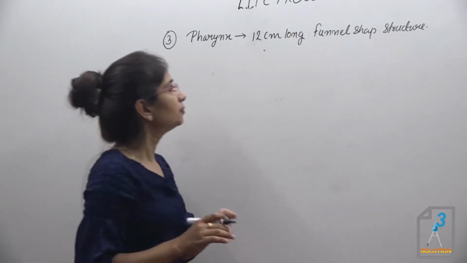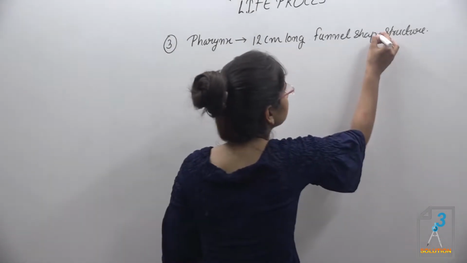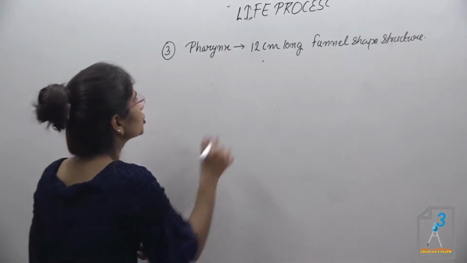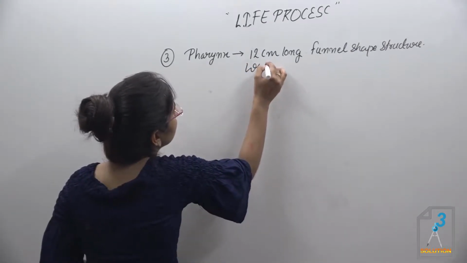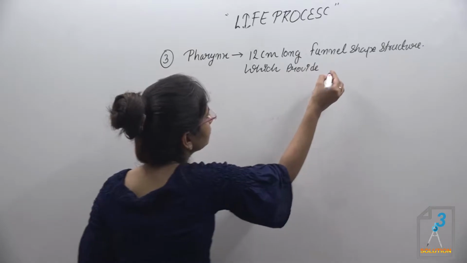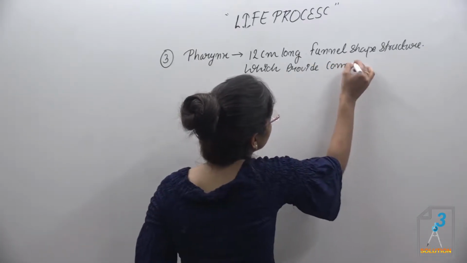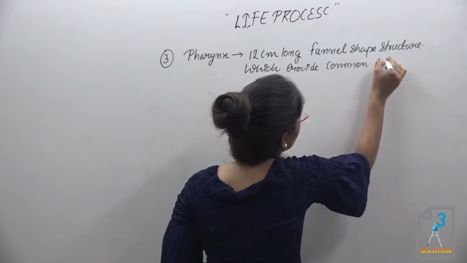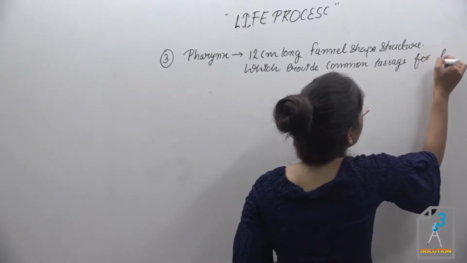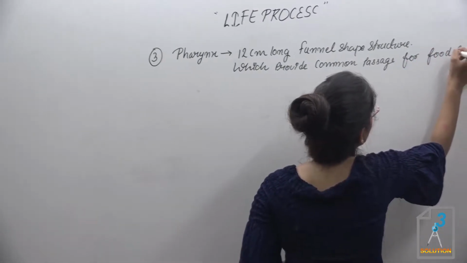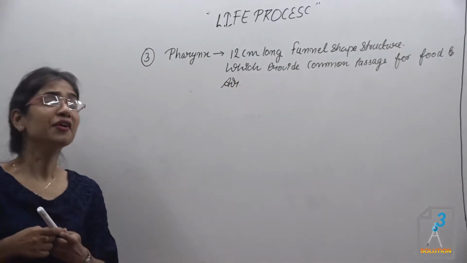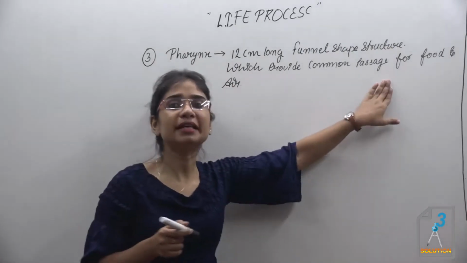Yes, it is the 12 centimeter long funnel shaped structure which provides a common passage for food and air. Yes. So, why are we saying the pharynx is the common passage for food and air?